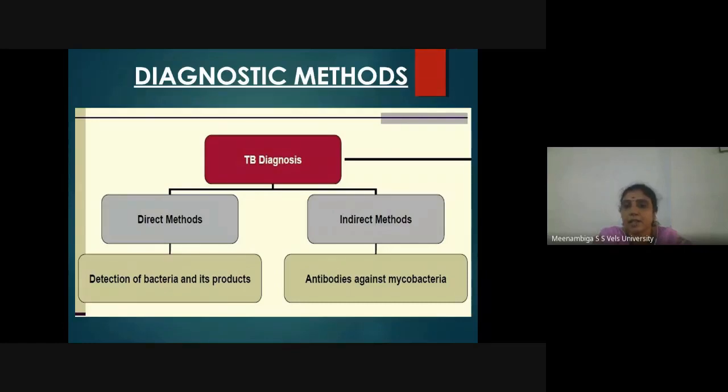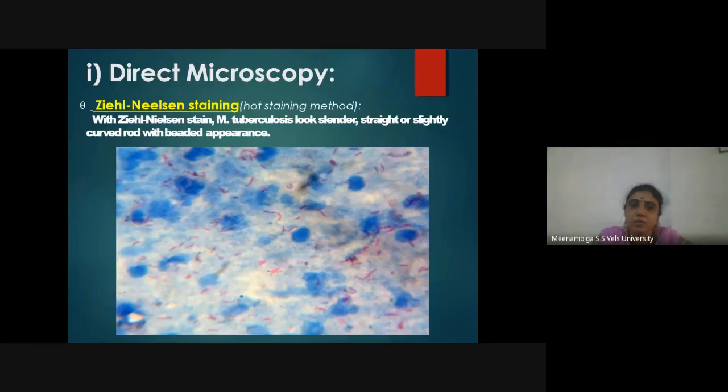Selective stains, and indirect methods involve RT-PCR, ELISA, Western blot. இந்த மாதிரி டெக்னிக்ஸ் எல்லாமே antibody detection techniques. இதெல்லாமே வந்து indirect methods. So what is the stain used for hot staining?